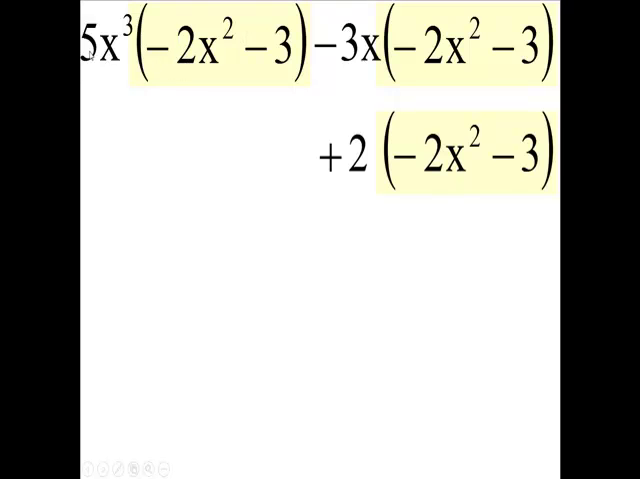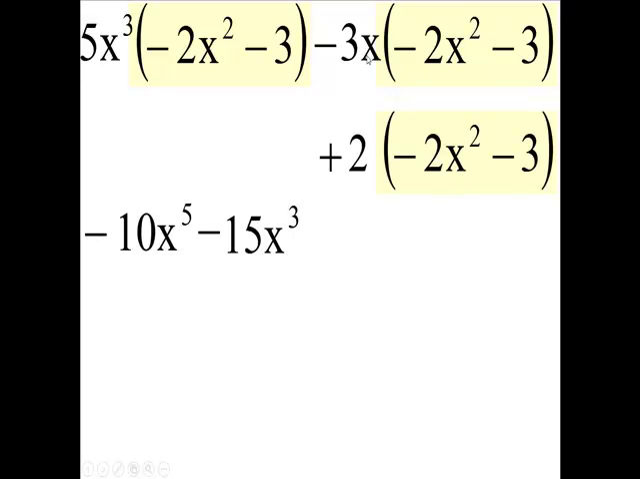5 times negative 2 is negative 10. And I have 1, 2, 3, 4, 5 x's. Okay, so that's x to the fifth. And you have 5x cubed times a negative 3 will make a negative 15x cubed. Okay, so we're missing the x to the fourth term. All right, now move on to this one.